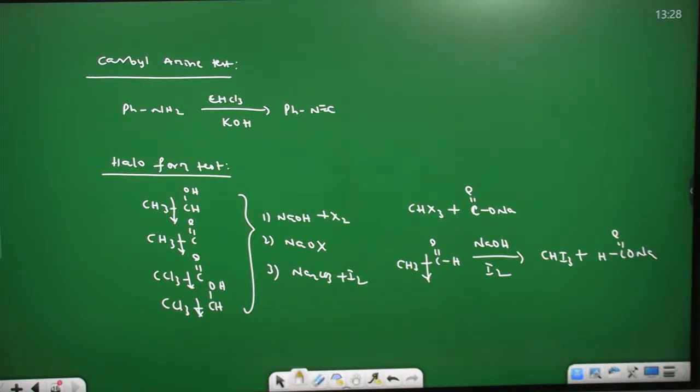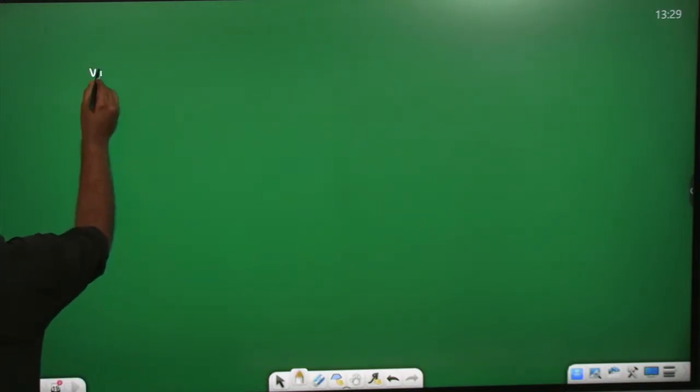Next, last one we have Victor Meyer's test. What do we do in Victor Meyer's test? Test for alcohols. Primary alcohols can form blue precipitation. Secondary alcohols can form red precipitation. Tertiary alcohols no PPT. Okay? Victor Meyer's test.